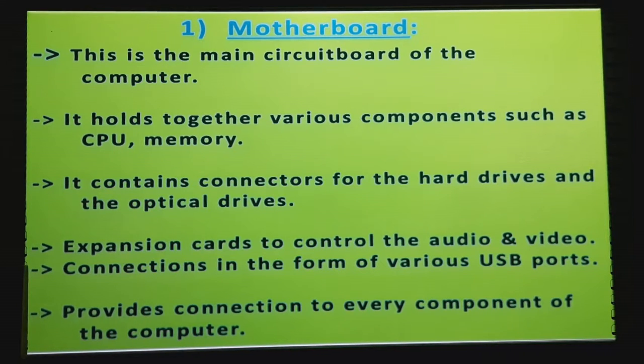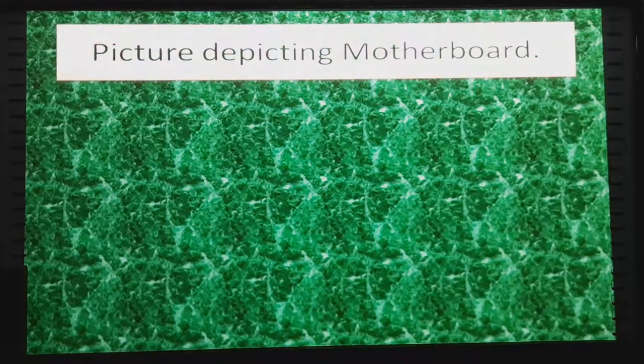And the final one is that it provides connection to every component of the computer. As I said earlier, since it is the main circuit board, every connection has to be made from the motherboard to each and every component. Whatever parts or peripherals there are, all have to be connected to the motherboard itself. So these are certain characteristic features as well as applications of the motherboard, and why it is generally used in our devices. It is the main circuit board, so until and unless the motherboard is there, we cannot work at all in our device. So here let me show you a picture depicting the motherboard.